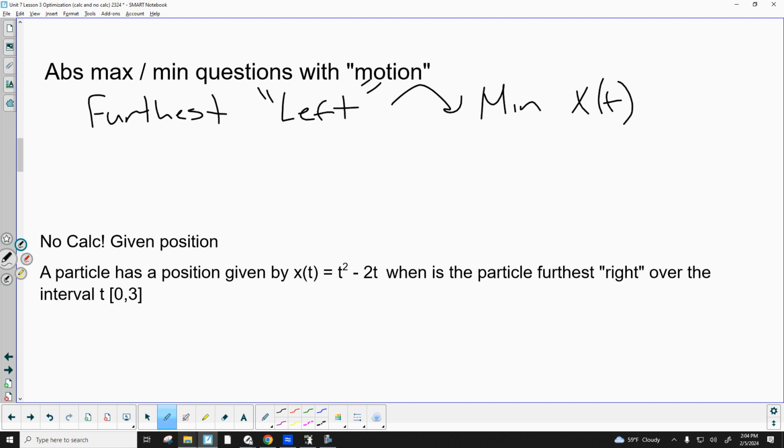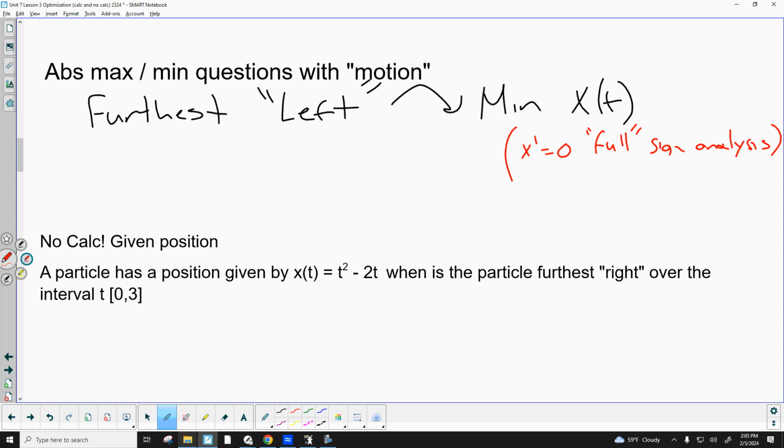How are you going to find the min of something? You take the derivative, you set it equal to 0, you do your full sign analysis with maybe some displacement analysis too, if necessary. You will compare your candidates, which are when your derivative equals 0, and your endpoints, because your endpoint can produce a max or min.